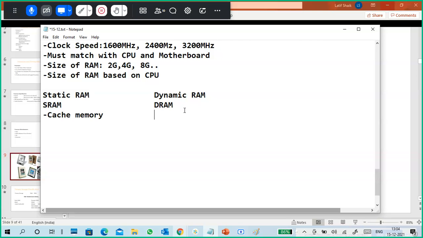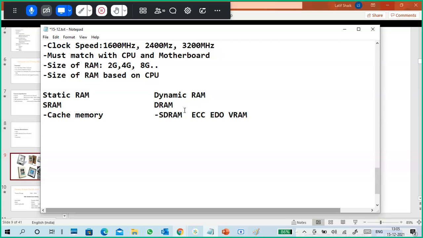Okay, cache memory. Static RAMs are not used for a regular RAM purpose. It is only for cache memory purpose. Dynamic RAMs are for a PC purpose only. These dynamic RAMs further develop into SDRAM, ECC RAM, EDO RAM, VRAM, like that.